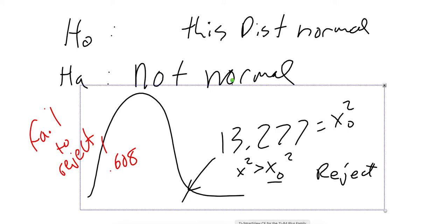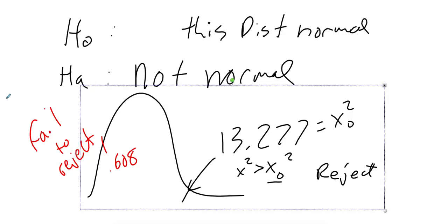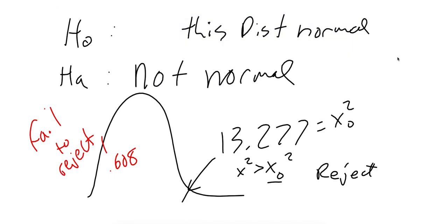We could also use the p-value. Remember, when p is less than alpha, we reject. Well, this is much greater than alpha. 0.96 is bigger than 0.01. So we're going to fail to reject H0. So there's not enough evidence at the 1% level of significance to reject the claim that we have a normal distribution. So there you go.